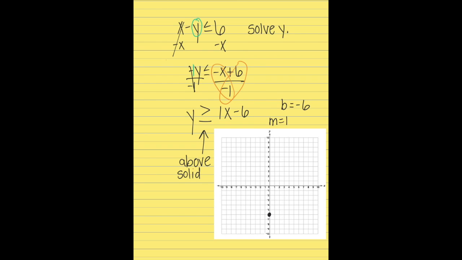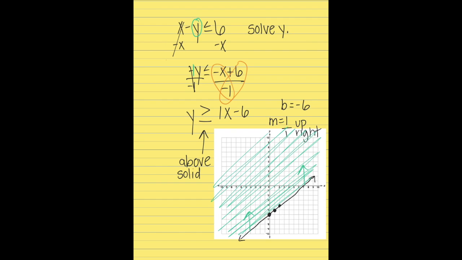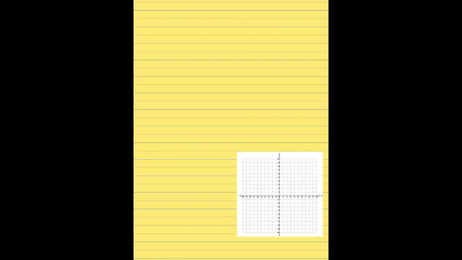What does the slope of 1 tell me? You have to have a fraction, so we're going to put it over 1. So this is going to be up 1, right 1. So up 1, right 1, up 1, right 1. You told me it was solid, and you told me that it's going to be shaded above. So I'm going to draw my arrows above, and there's my solution area. All right, y'all go ahead.